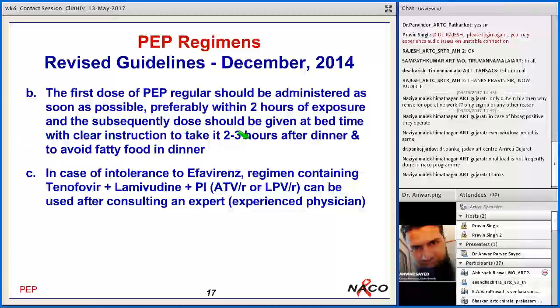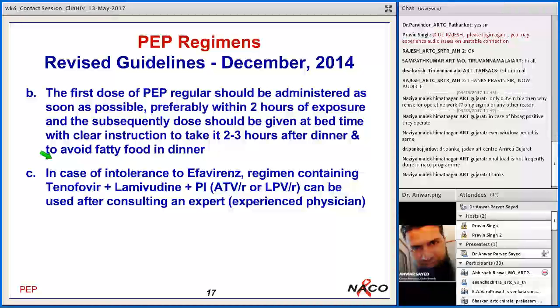In children, zidovudine and lamivudine is the combination which is used, along with lopinavir-ritonavir as an alternate. An alternative to zidovudine can be tenofovir in children more than 10 years of age or more than 30 kg of weight, and abacavir can be another alternative. Two drug combination is not used these days, but in some countries where the prevalence is very low, they still consider two drug combination. But by and large, none of the guidelines recommend two drug combinations for PEP. So these are the guidelines which were revised in 2014.